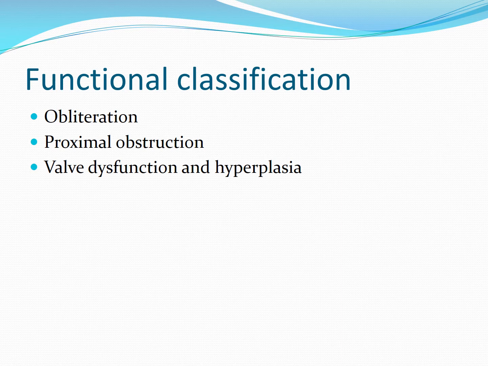There is a classification system of lymphatics according to their functional disability. This is not very important. I included this just for the sake of completeness. There may be obliteration of lymphatics, so no lymph transport occurs. There is proximal obstruction, that is mainly in groin and axillary lymph nodes. And the third category is valve dysfunction and hyperplasia. Here, as in your venous system, there are valves in your lymphatic system which prevent regurgitation, but when those valves are not functioning, lymph tends to accumulate in dependent parts. In hyperplasia, the lymphatics become large, therefore the valves will not work, the same as in your varicose veins.